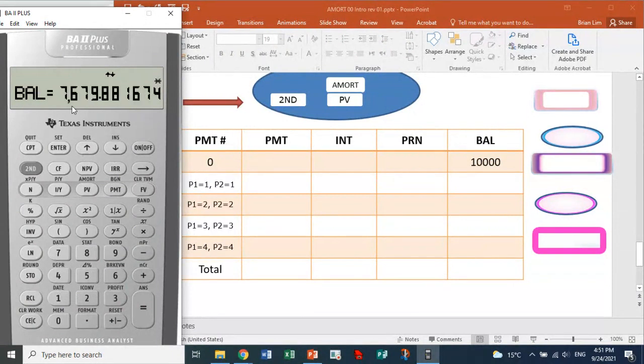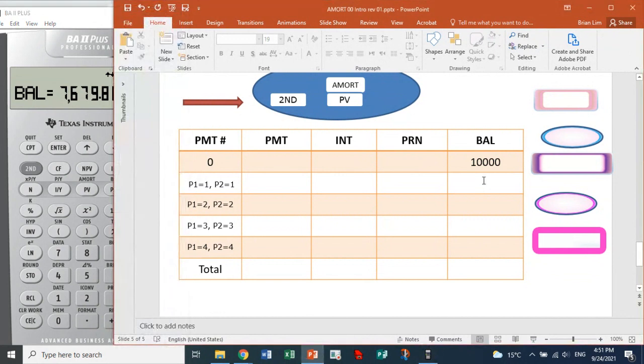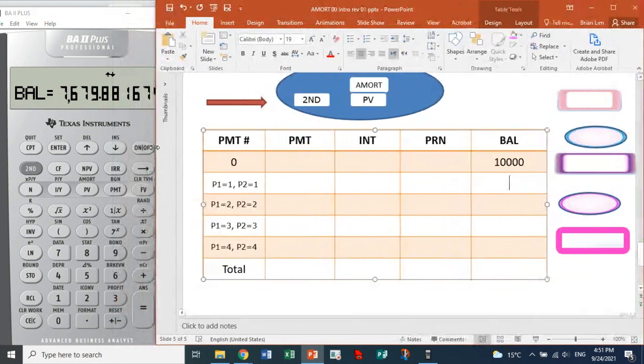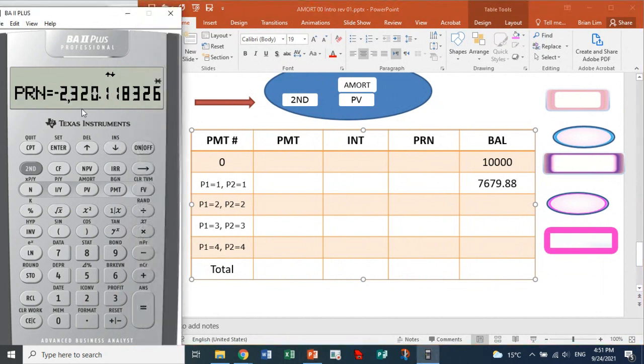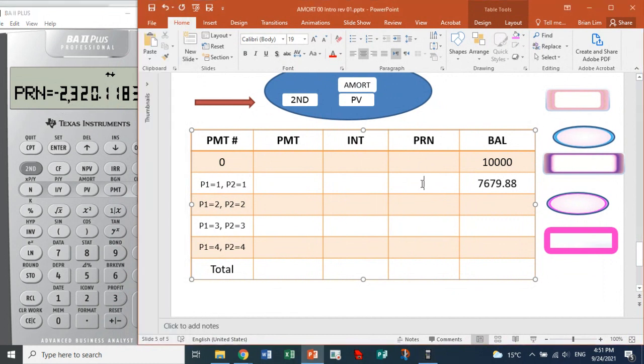Okay, then as we go down, we see this number here. So that number goes in here. It's the balance after the first payment. So let's move this a little bit so we can see what we're doing. And then we can enter the numbers properly. 7679.88. All right, so we go down, and the next thing is the principal. So this is what was paid on the principal. So that number goes in here, 2320.12. Okay, we can round the numbers.